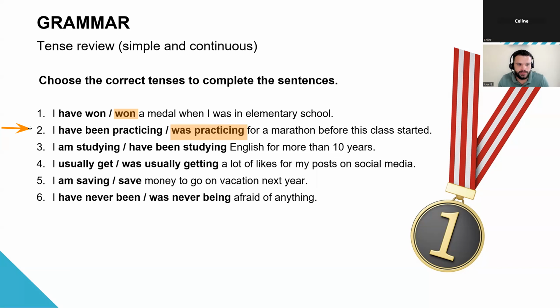So number 3 says, I am studying or have been studying English for more than 10 years. In this case, we see the example for more than 10 years. So we know that this is going to be a continuous action, started in the past and continues in the present. Okay. What about number 4? How can we complete number 4?